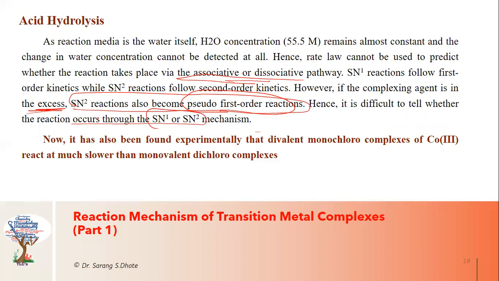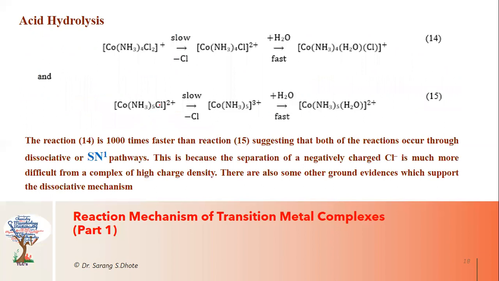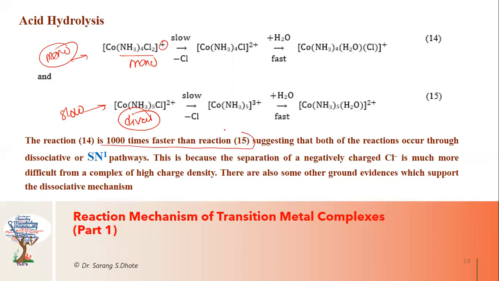But now, experimentally ये प्रूव हो चुका है कि divalent monochloro complexes react much more slower than the monovalent. ये जो होता है divalent ये slow चलता है as compared to monovalent. This is the monovalent, this is the divalent. Divalent slow चलता है as compared to this, that is reaction 14 is 1000 times faster than 50.